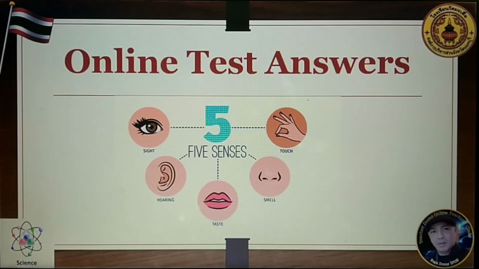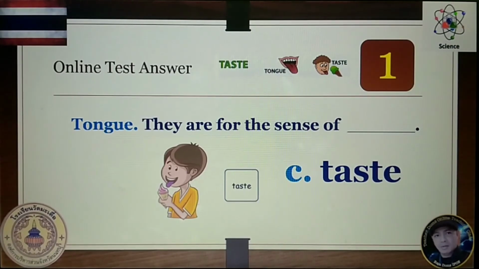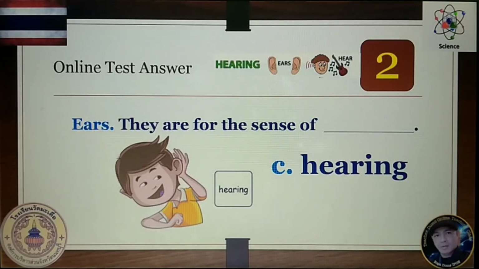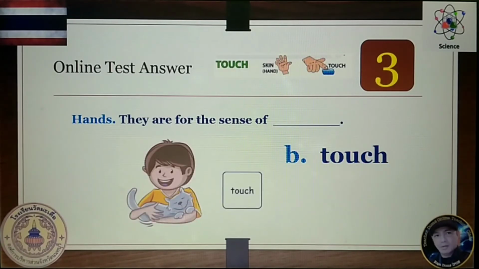Now let's review online test answers. Online test answer number 1. Tongue, therefore the sense of C, taste. Online test answer number 2. Ears, therefore the sense of C, hearing.